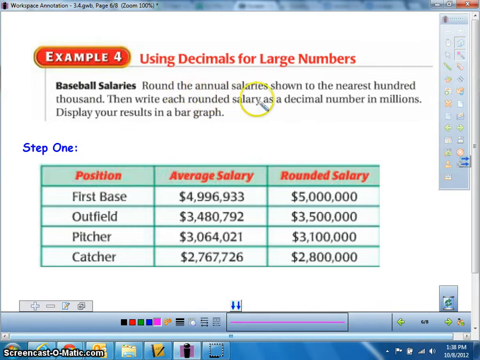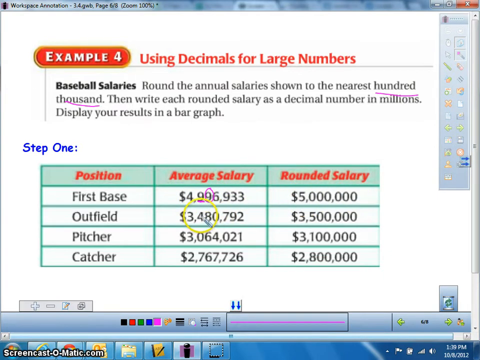When you round the annual salaries down, they're shown to the nearest 100,000. So the first thing we need to do is round them to the nearest 100,000. So we're going to go ahead and take them from 4,996,993, and we want to round them to this place value right here. So this 9 here tells us what to do with this 9, which means to move it up. So it becomes 5 million.